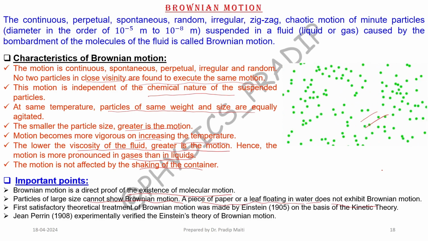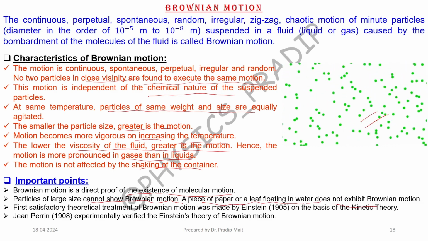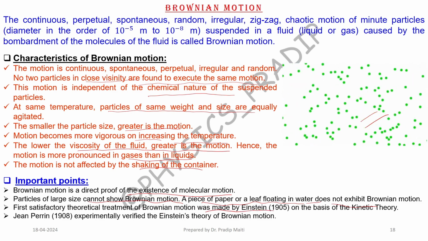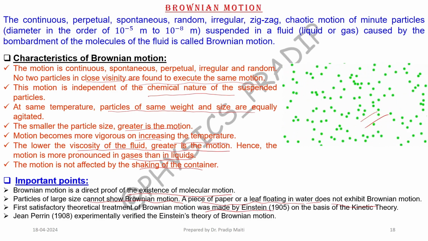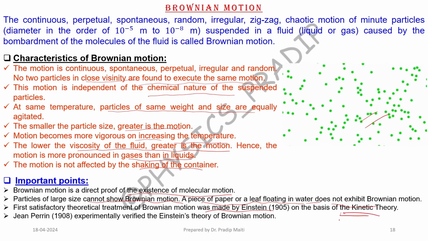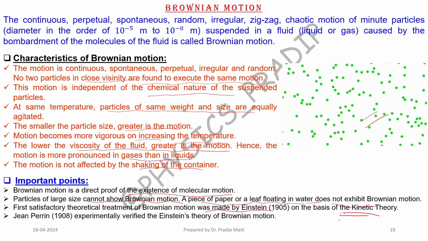Remember these points. The first satisfactory theory of Brownian motion was made by Albert Einstein in 1905 on the basis of kinetic theory, and Jean Perrin experimentally verified Einstein's theory of Brownian motion.